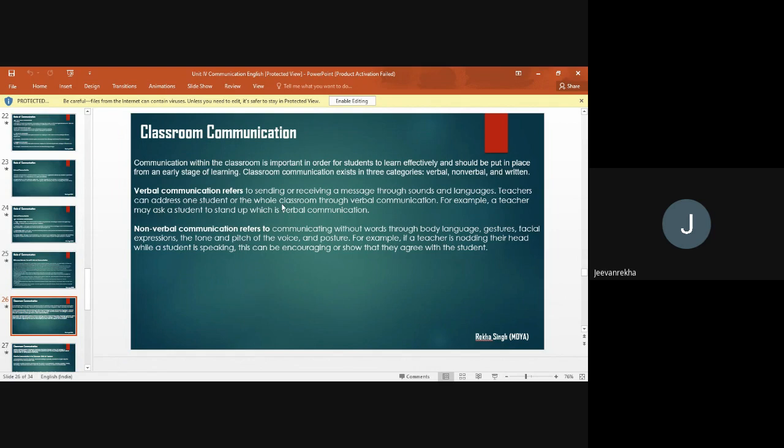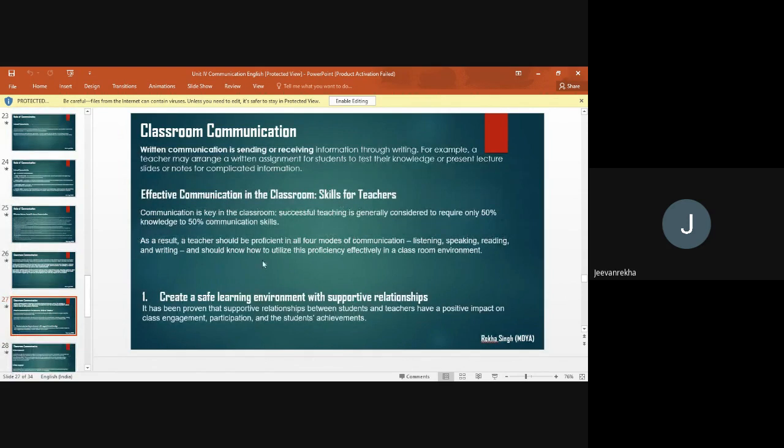Conversation between teachers and students is verbal communication. Non-verbal communication refers to communicating without words through body language, gestures, facial expressions, the tone and pitch of the voice, and postures. For example, if a teacher is nodding their head while a student is speaking, this can be encouraging or show that they agree with the student. Understood? More is there. Classroom communication. Yes, written, ma'am.